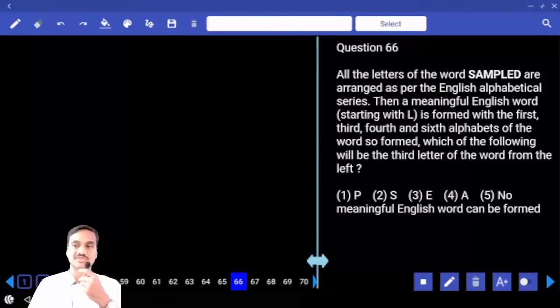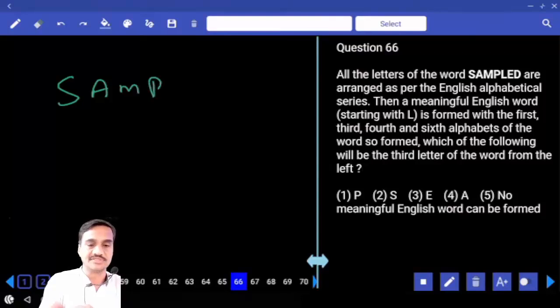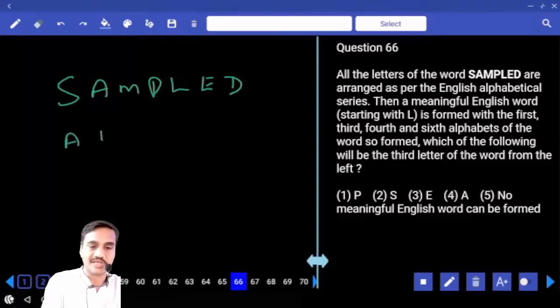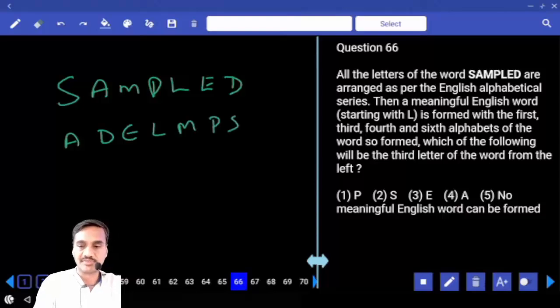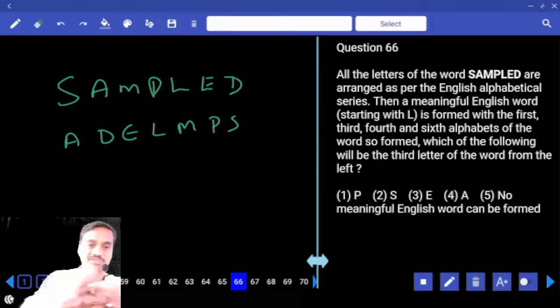Now question number 66, the word SAMPLED. What are the letters we have? SAMPLED. Now these letters first must be arranged in alphabetical order. As they are arranged in alphabetical order, this will be ADELMPS. Then we need to form a meaningful word starting with 1, 3, 4 and 6.